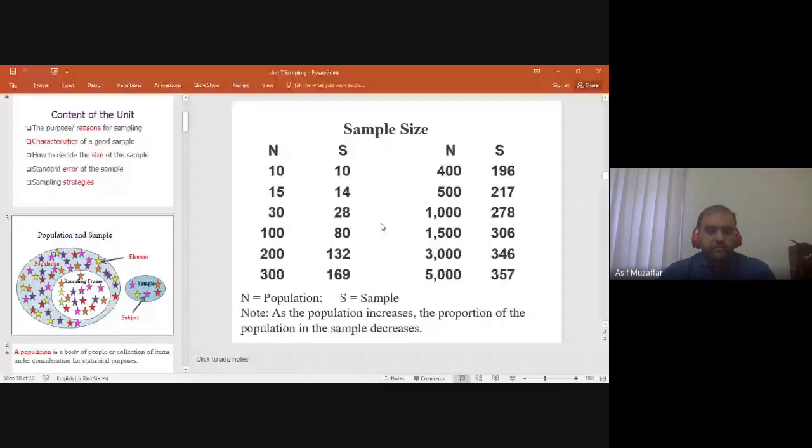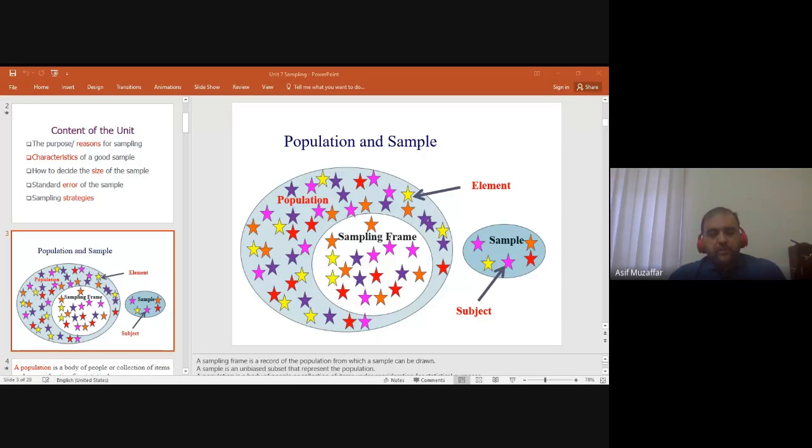Let me share with you now the next one, which we have actually discussed before. That was about sampling and population. Okay, so sample and population is there. Let me just refresh your mind about population and sampling.